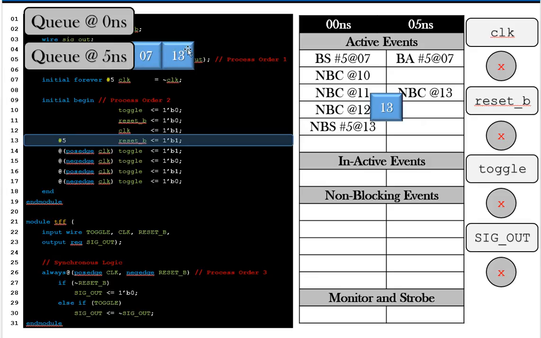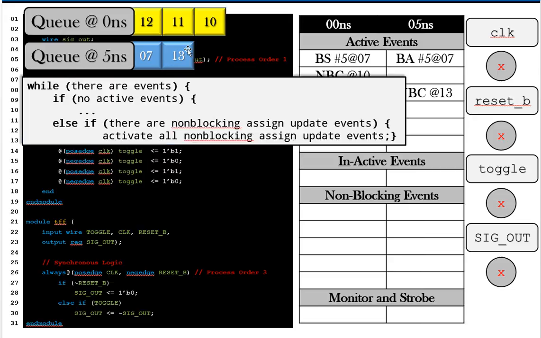Now the thing is, is there stuff left to do? Absolutely. Remember, we have to go back and reassign all of our right-hand side values to our left-hand components for those that were non-blocking assign statements.